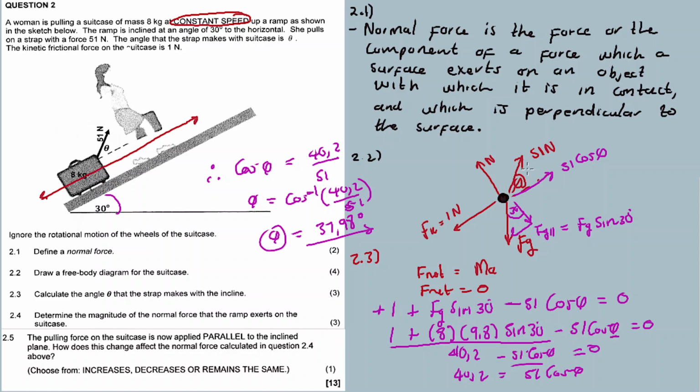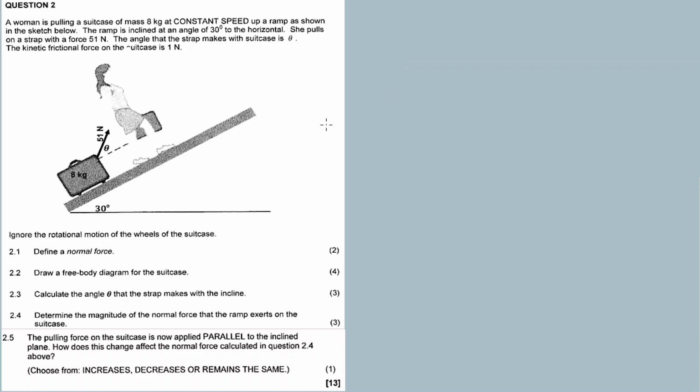Alright, again, moving on to 2.4: determine the magnitude of the normal force that the ramp exerts on the staircase. Now we want the magnitude of the normal force. Draw a free body diagram again. We have 51 newtons, and then FG.